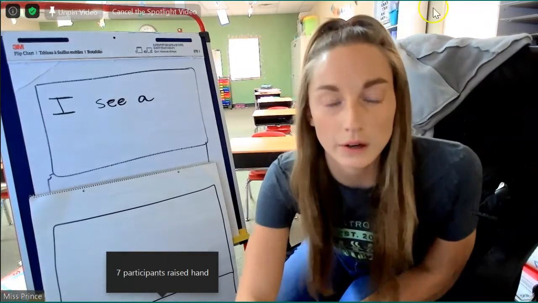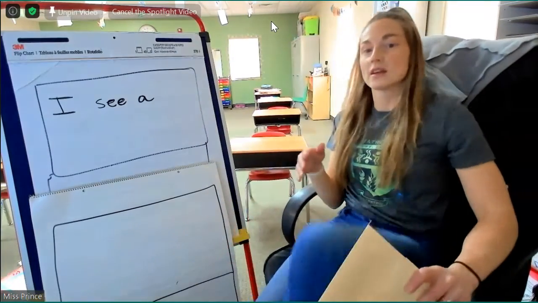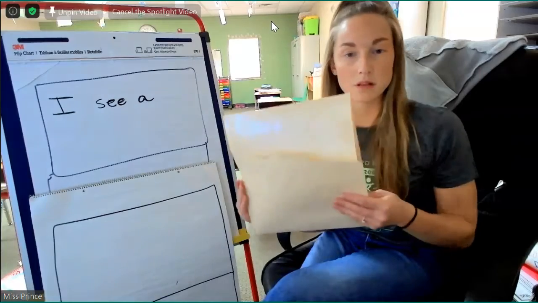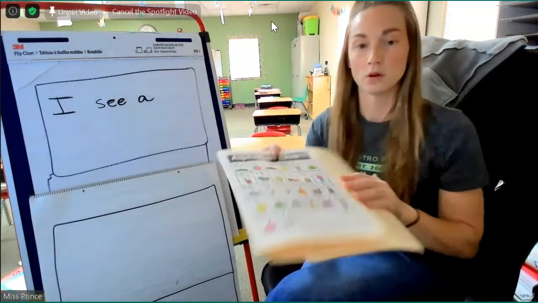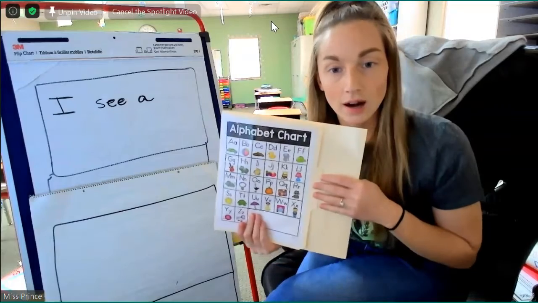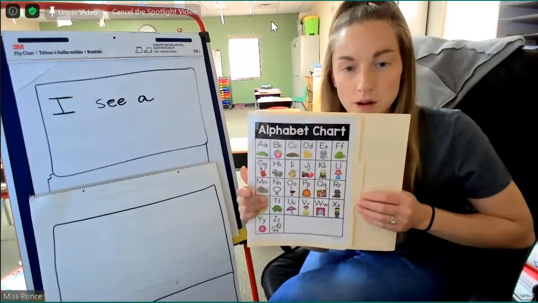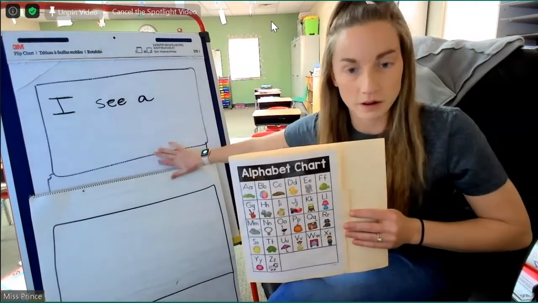Okay, we are going to get started. So Monday, when you guys had writing with me, we talked about using our privacy folder because in our privacy folder, we have our alphabet chart. Our alphabet chart helped us build all kinds of words that we needed for our story. It was a really good way to help us support the words that we had in our story.